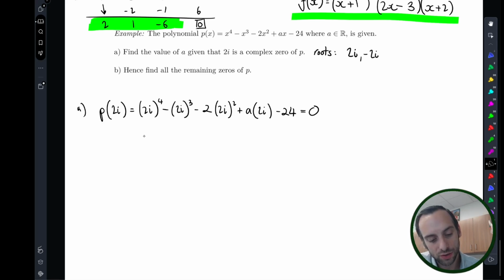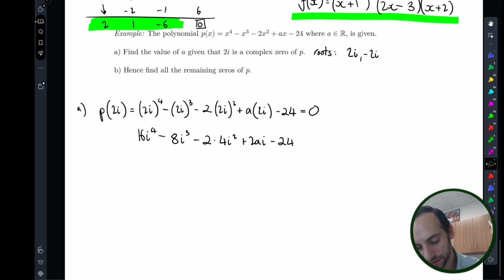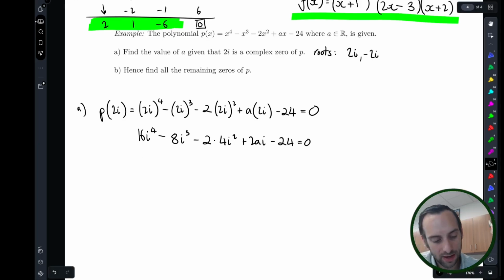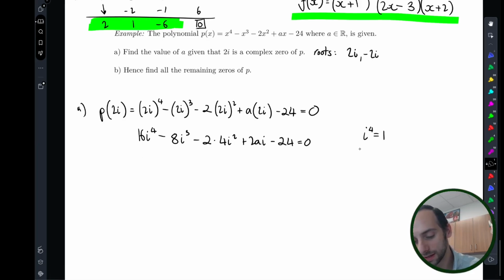Okay? So we know this equates to 0 because that's a root. 2i all raised to the power 4, that should be 16i to the 4 minus 8i cubed. This will be minus 2 times 4i squared plus 2ai minus 24 should equal 0. i to the power 4 is 1. i to the power 3 is negative i. You can derive these by taking i squared, squared. That is negative 1 squared, which is positive 1. Or even i squared times i. This is negative 1 times i, which is the i cubed.